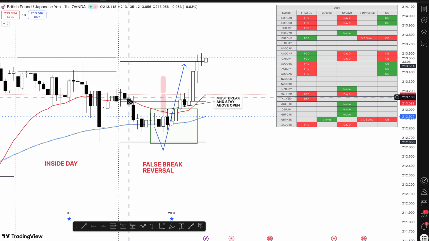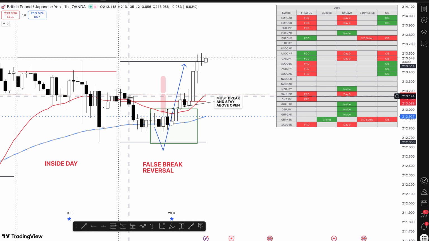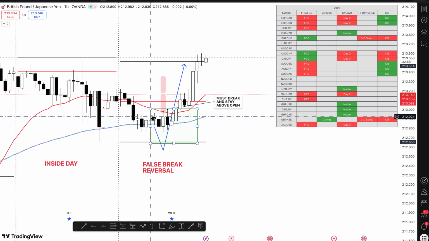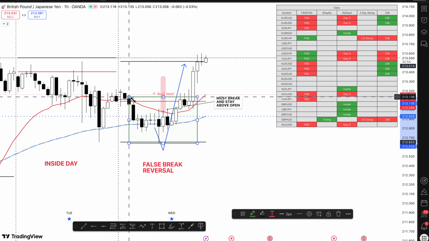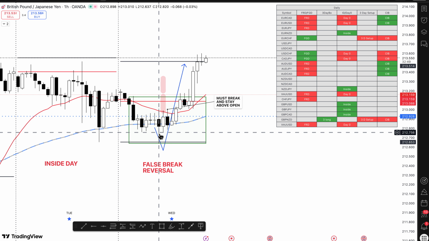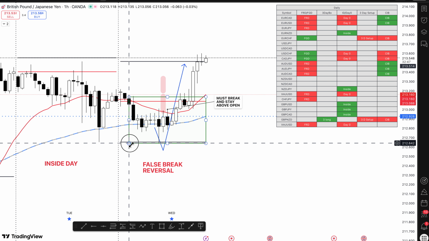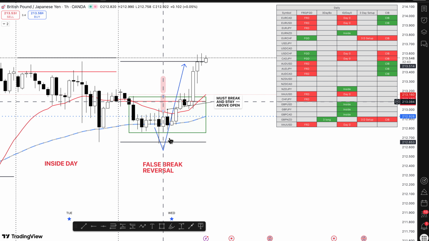Remember I told you guys that we want to pay attention to the Asia box. This is a tradition. We want to make sure we pay attention to the Asia box. Where is the low of Asia? This is the high and the low of Asia, the green box.